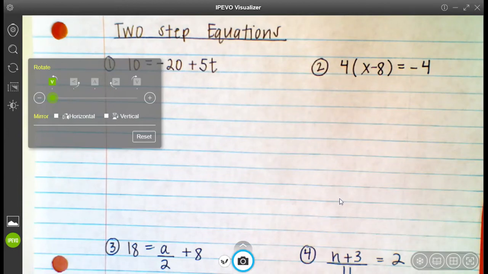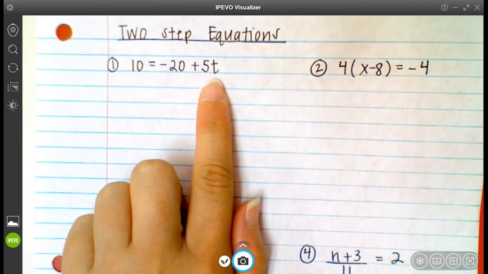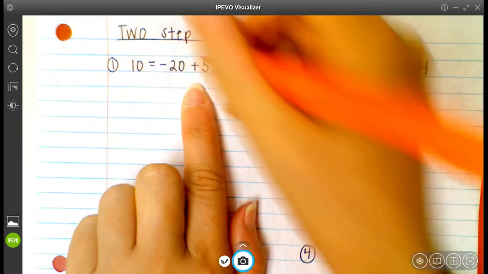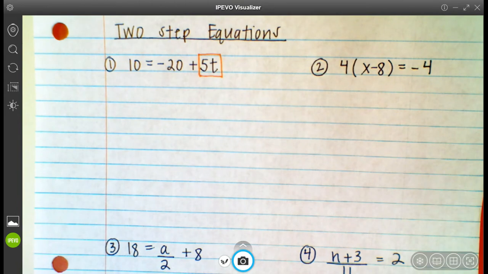All right, guys, so now since you are, in fact, the best one-step equation solvers, we are going to move into two-step equations today to solve. So in order to do this, we are going to identify our variable. So in number one, we've got t, but 5 is attached to the t. So we are going to box both the 5 and the t.